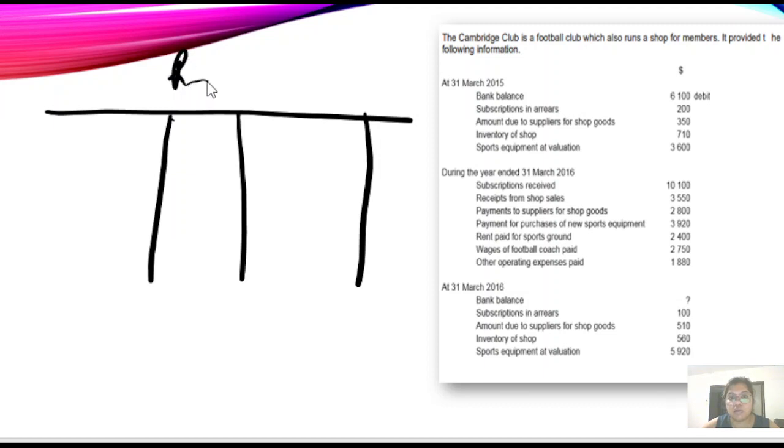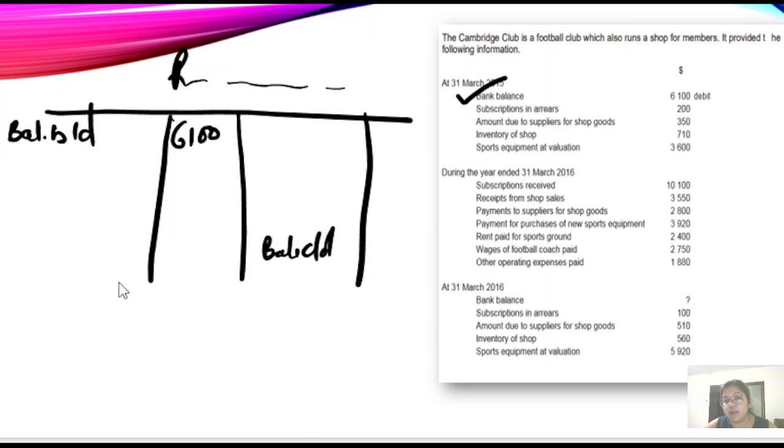So here is your receipt and payment account. First you need to write down the balance brought down. What is your balance brought down? It means your bank balance, that is 6,100. Now you need to find out the carried down. Carried down could be on this side, balance carried down, or on the other side. It totally depends on the transactions. So for that you have to record all the receipts on this side first. So what are your receipts? Subscription receipt and receipt from the sale.